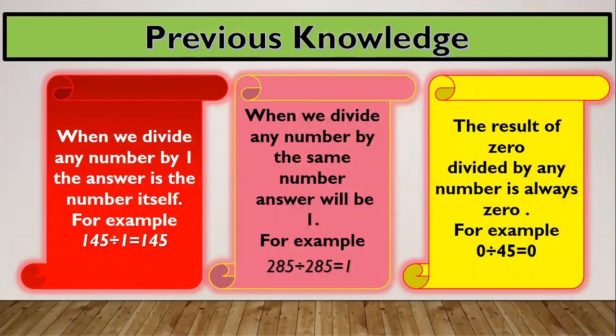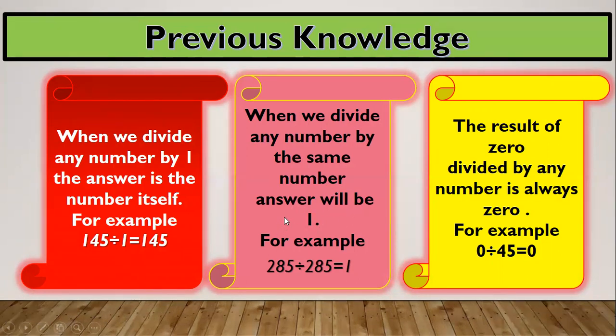Previous knowledge, students, as you know from your previous classes, when we divide any number by 1, the answer is the number itself. Means जब हम किसी भी नंबर को 1 से डिवाइड करते हैं तो आंसर में अगेन वही नंबर आता है. For example, 145 divided by 1 is equal to 145.